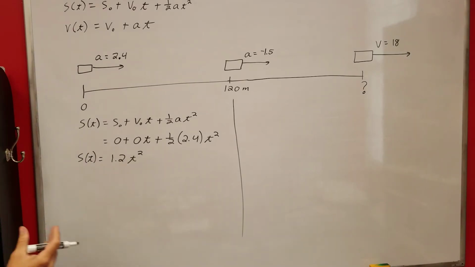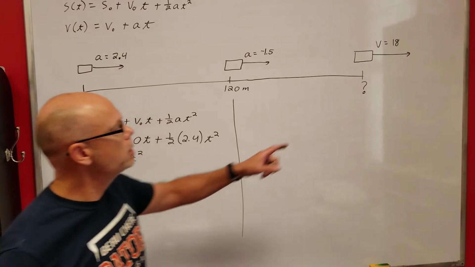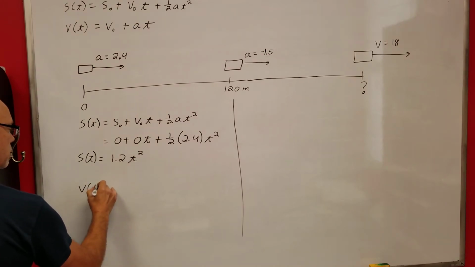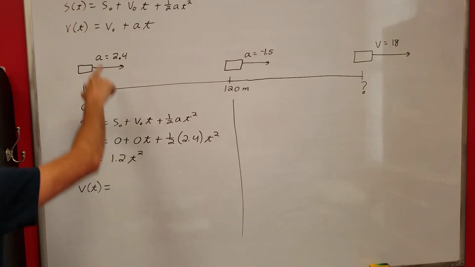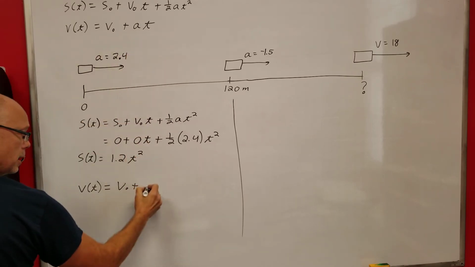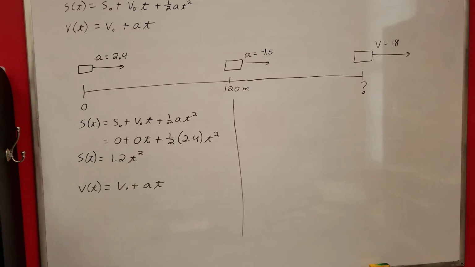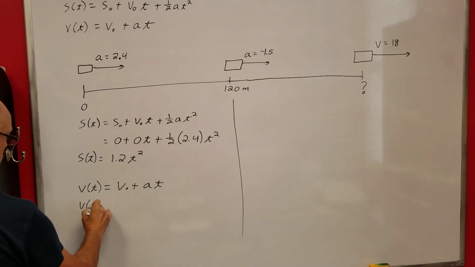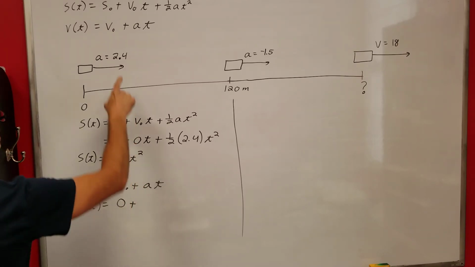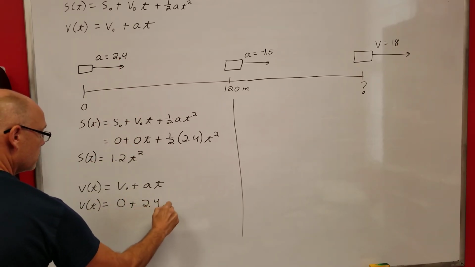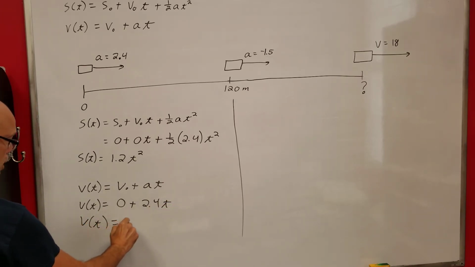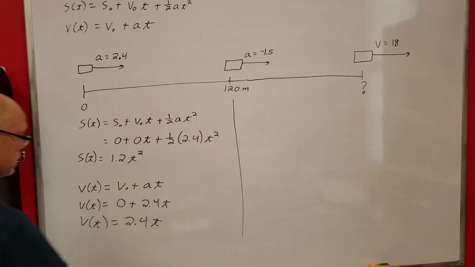Now let me come up with my velocity function too, okay? Because I am using velocity in here. So my velocity function v of t, what is that going to be? V subscript 0 plus a times t. Well, v of t will be equal to, y'all told me the initial velocity was 0, plus a is 2.4 times t, right? Or I could say v of t is equal to 2.4t like that.